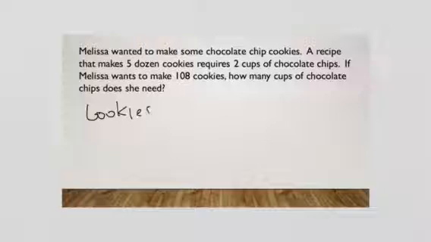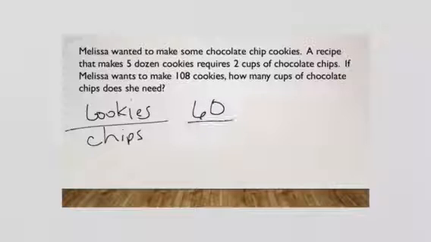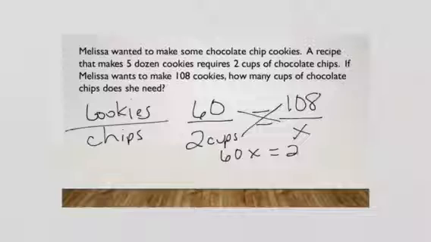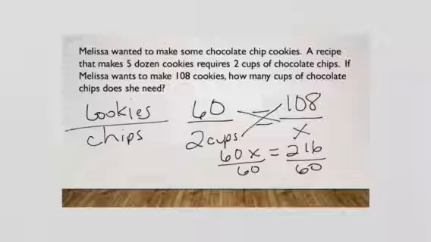So we're going to put cookies over chips. Cookies over chips. How many cookies do we have? Well, 5 dozen. That's the same as 60 cookies over 2 cups of chips. She wants to make 108 cookies, and she wants to know how many cups of chocolate chips it will take. Well, once again, we're going to do cross products, and we'll get 60x equals, what's that, 216? We divide by 60, and 216 divided by 60 is x equals 3.6 cups.